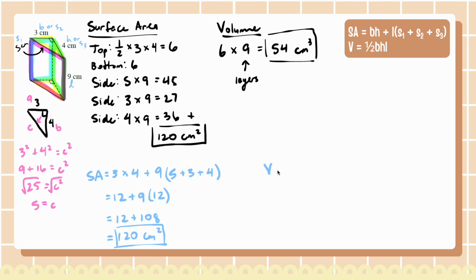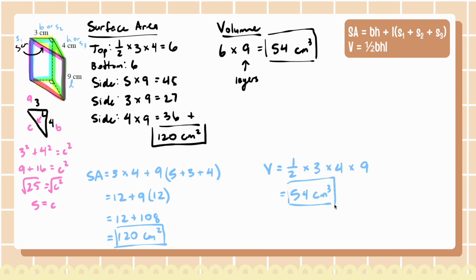All right, now let's do volume. So I start with 1/2. I'm going to multiply it by base, which is 3. And then multiply that by the height, which is 4. And then multiply it by the length of the prism, which is 9. All of this gets me a total of 54 centimeters cubed.